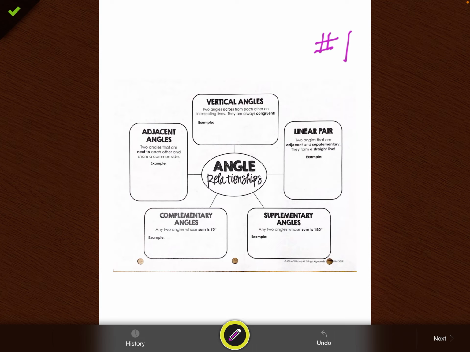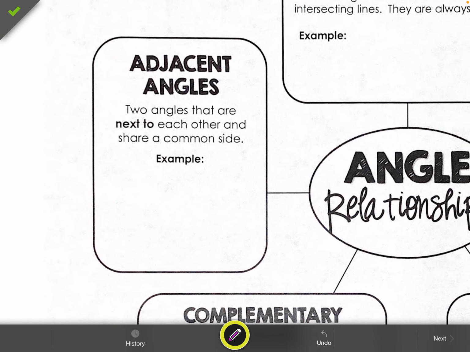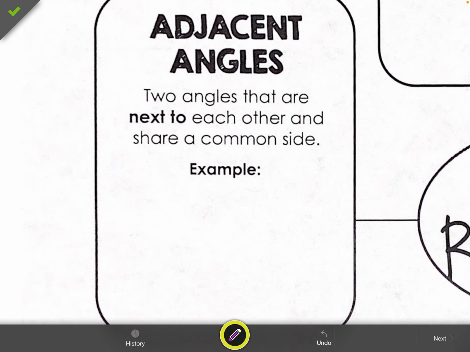Today we are going to talk about angle pairs. And so we have this graphic organizer and we are going to show you these 5 different angle pairs, and what you guys are going to practice today is being able to identify your angle pairs. Alright, so we're going to start over here with adjacent.